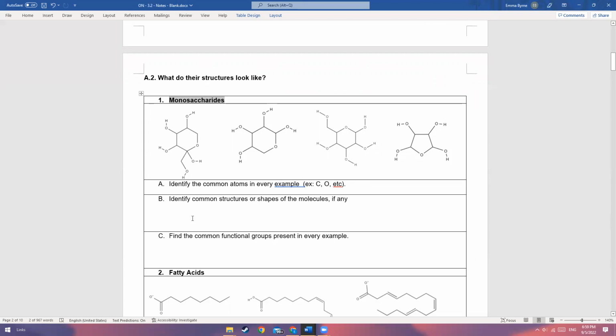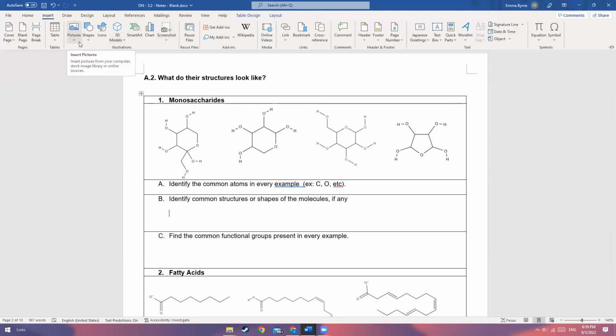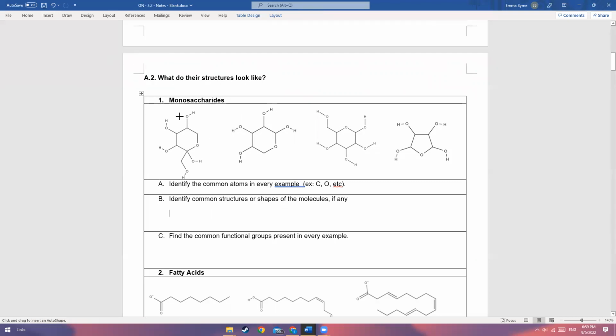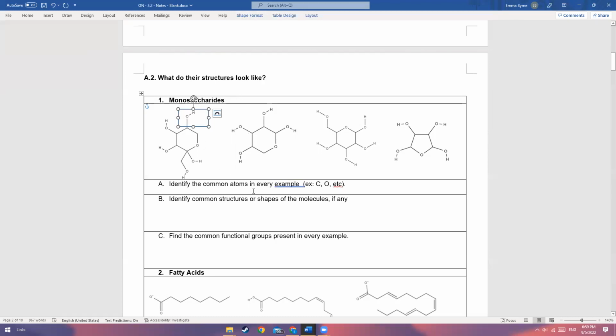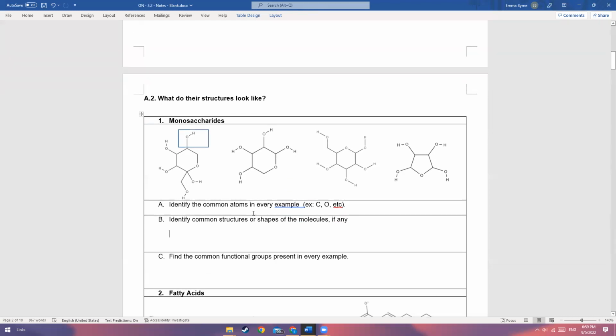Next is to identify common structures or shapes of the molecules. Are you noticing these ring-like structures? Are you noticing lots of branching? Anything that you note can go in this box here. If it would be helpful for you, Microsoft Word does allow you to use shapes, and say you wanted to outline this, you could use these boxes to start drawing around certain structures if you need to.